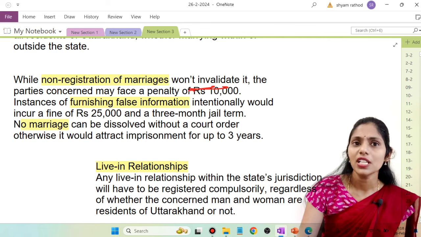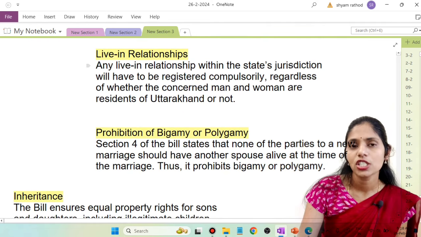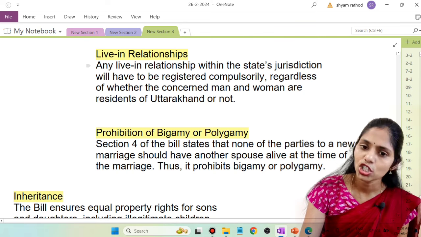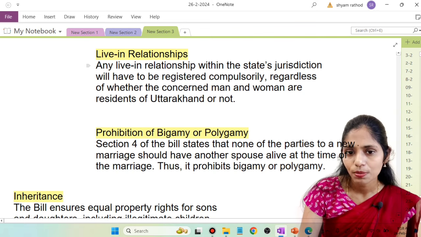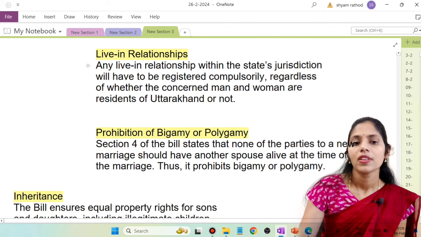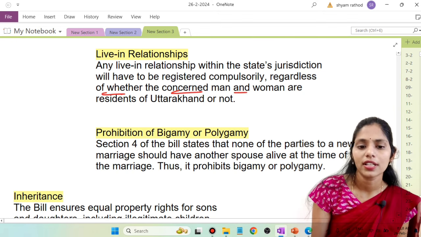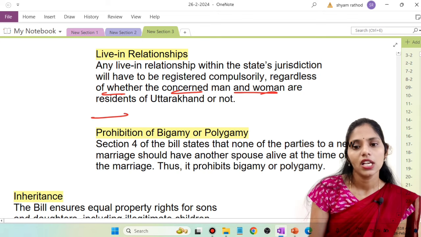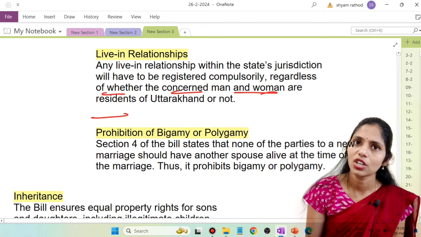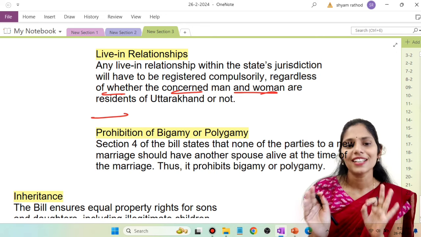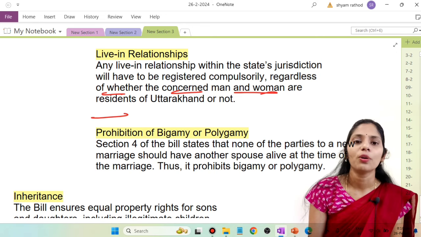Okay, and this one is about live-in relationships. Any live-in relationship within the state's jurisdiction has to be registered compulsorily, regardless of whether the concerned man and woman are residents of Uttarakhand or not. Yes, they have to go for registration. It is 100% compulsory.